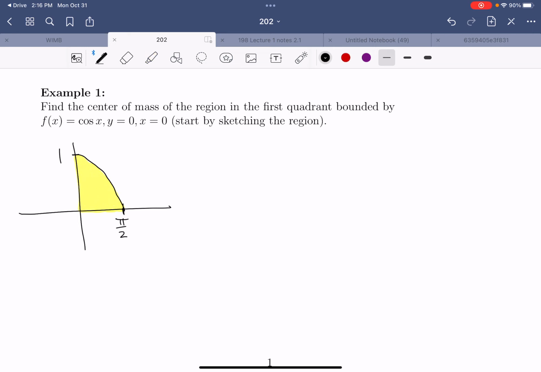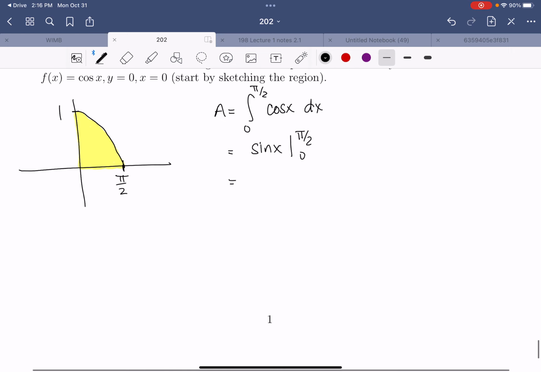So the first thing we want to do is look at its area. We find the area by finding the integral from 0 to pi over 2, because we're using x's, of cosine x dx. So this is going to be sine x from 0 to pi over 2. And that is the sine of pi over 2 minus the sine of 0. Sine of 0 is 0, and the sine of pi over 2 is 1. So my area here is 1.